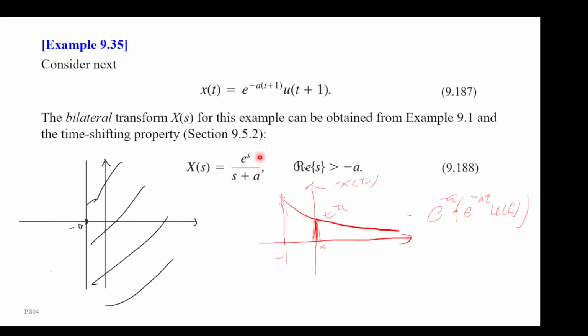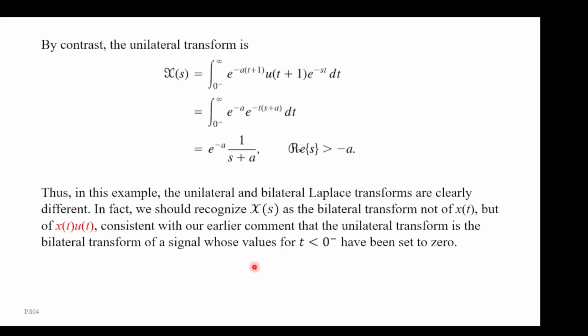Now what about the unilateral Laplace transform? It is going to be different from the bilateral Laplace transform because the integration only starts from t equal to 0, so all the part from minus 1 to 0 is going to get cut off. If you do the integration carefully, you see X of s equals the integration from 0 to infinity of e to the minus a times (t plus 1), u of t plus 1, e to the minus st dt.